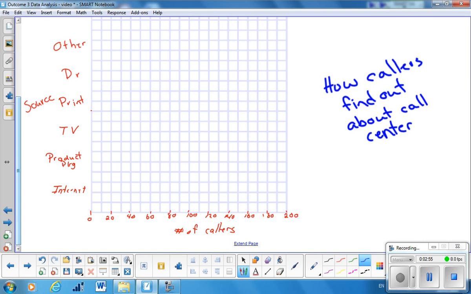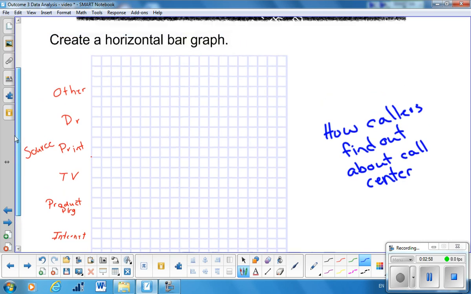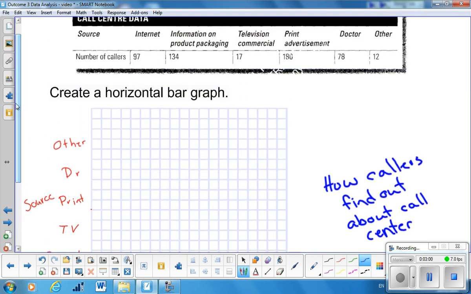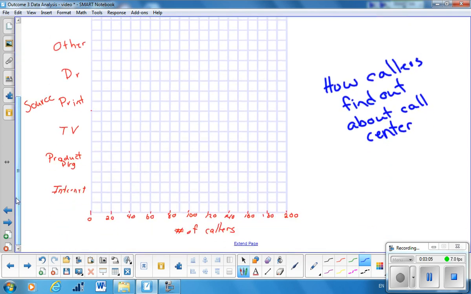Okay, from our table above, we can see that the first source is the internet, and we had 97 callers find out through the internet. So I'm going to draw my internet bar in between, or over top of, sorry, those two squares. And if I'm doing 97 callers, I'm going to need to come all the way across my graph to, there's 80, there's 90, and I don't want to go all the way to 100. And then come back, and the bars of a bar graph are always filled in or colored in.